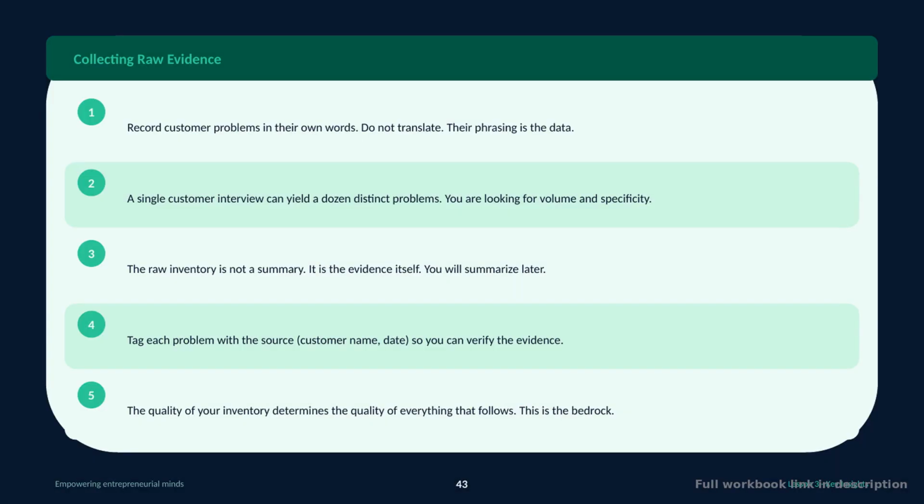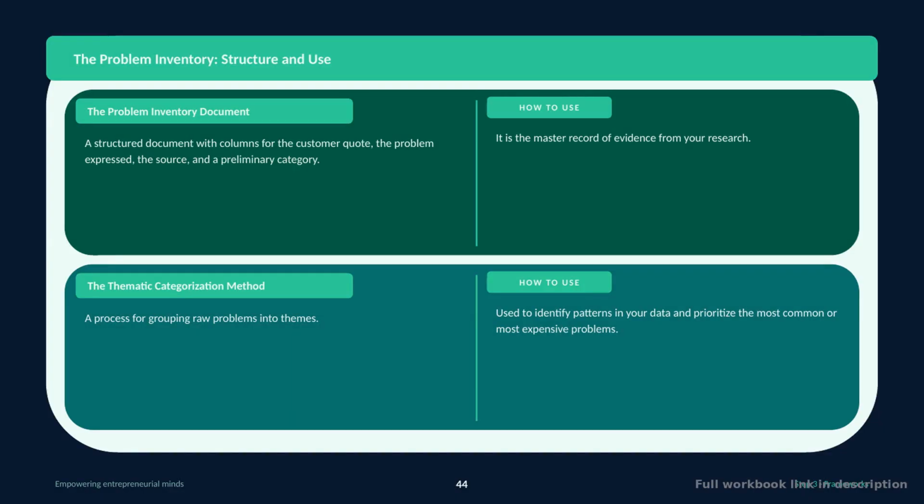First, record customer problems in their own words. Do not translate. Their phrasing is the data. Second, a single customer interview can yield a dozen distinct problems. You are looking for volume and specificity. Third, the raw inventory is not a summary. It is the evidence itself. You will summarize later. Fourth, tag each problem with the source so you can verify the evidence. And finally, the quality of your inventory determines the quality of everything that follows. This is the bedrock.